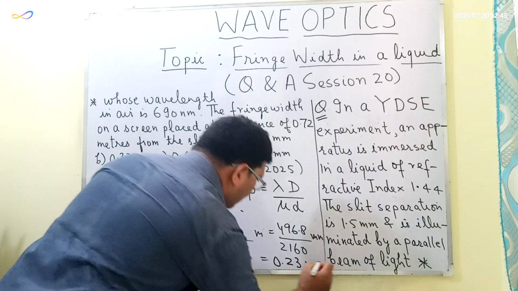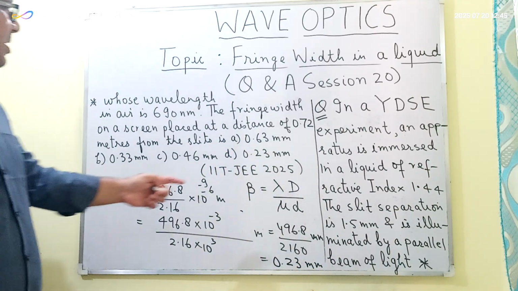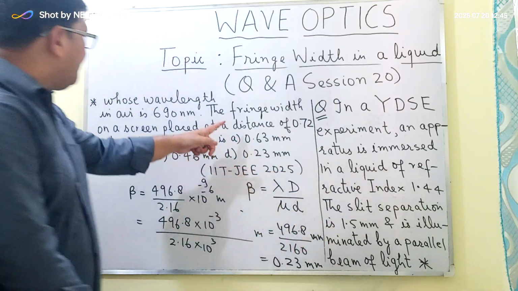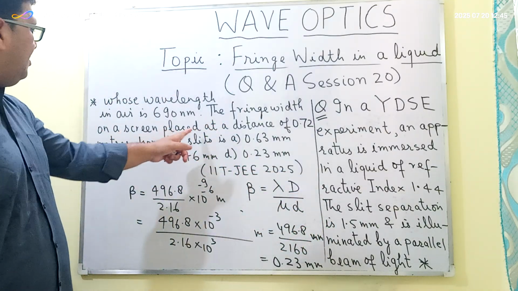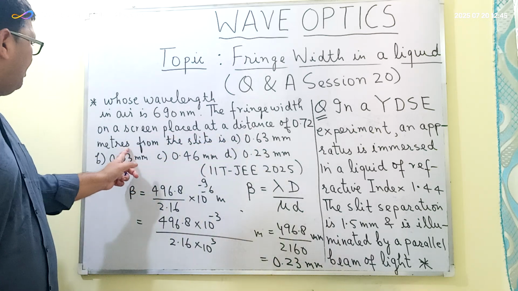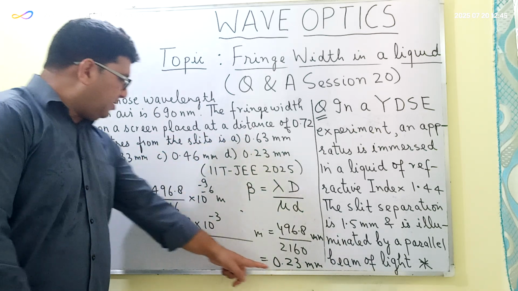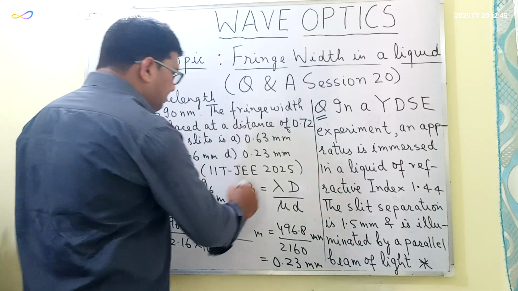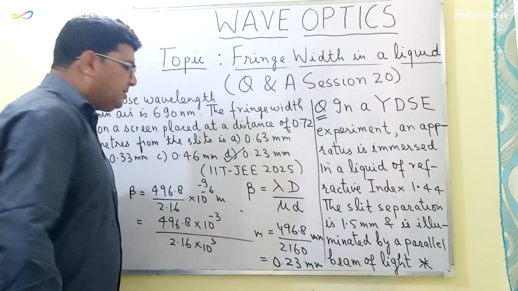mm. So the fringe width on a screen placed at a distance of 0.72 meters from the slits is 0.23 millimeter. So the correct option here is D.